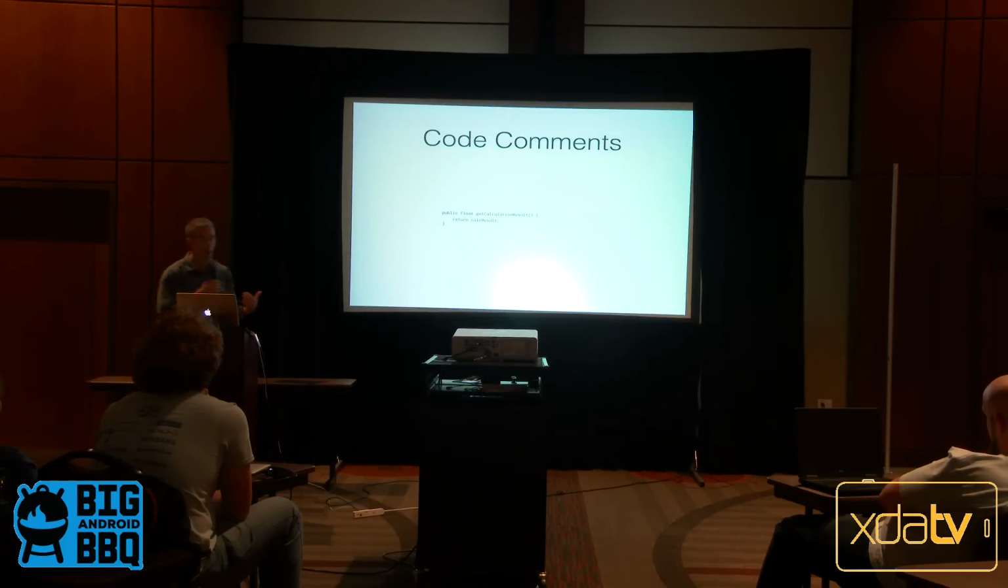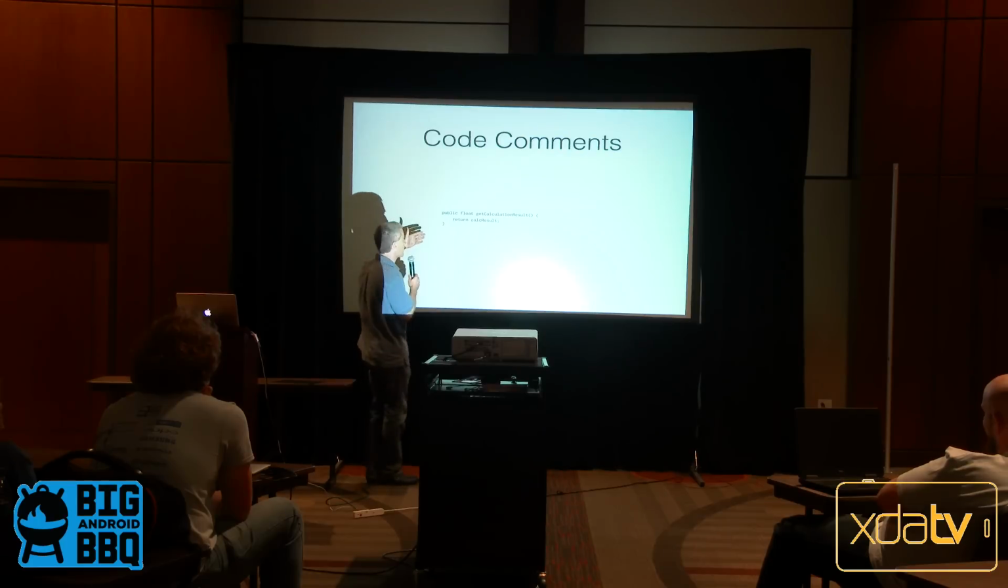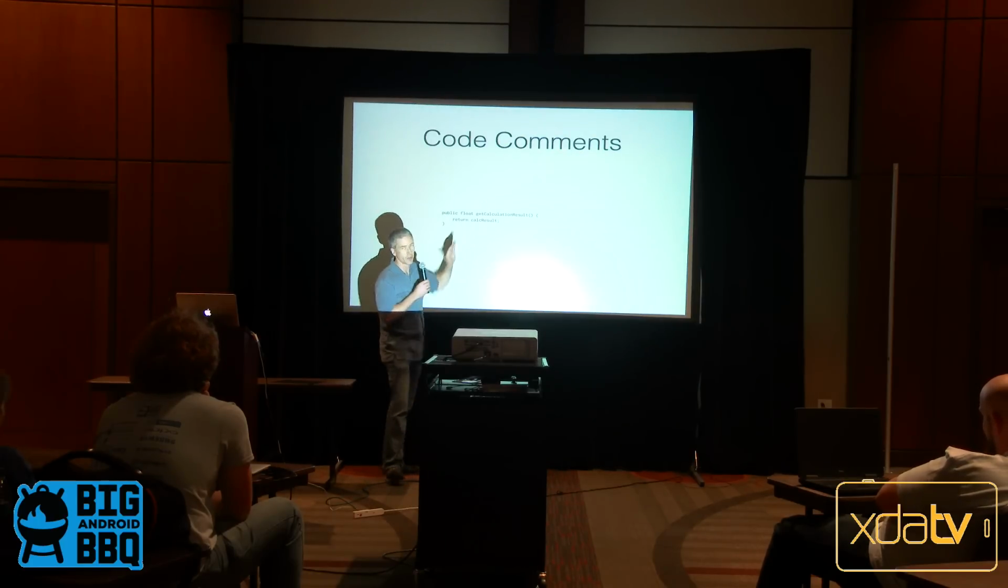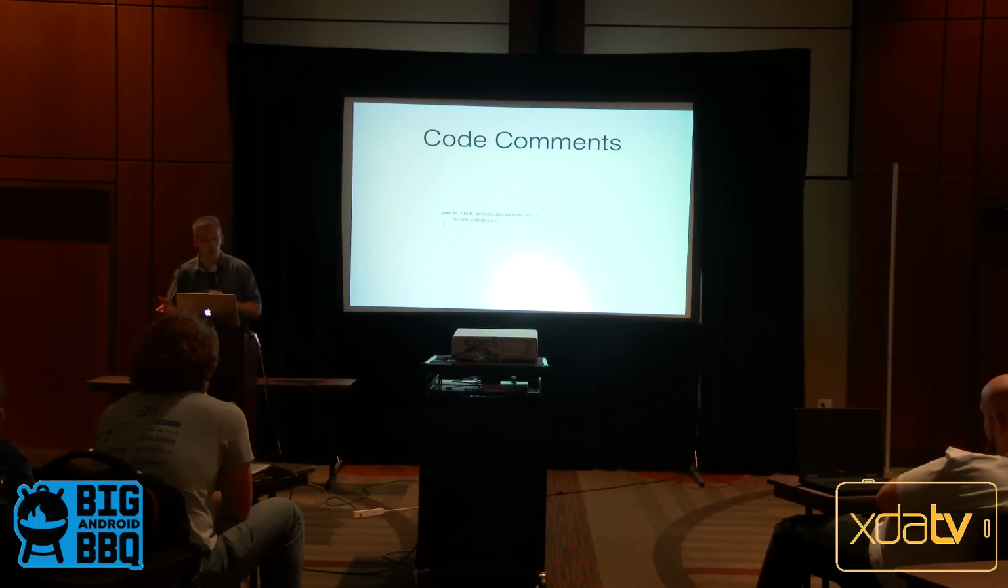First of all, there's code comments. I think everybody agrees that comments are really important. So here we have a sample method. Okay, this is a simple getter. We're going to get a calculation result that's going to return a result that was calculated previously. So that's good. It's pretty self-explanatory, right?